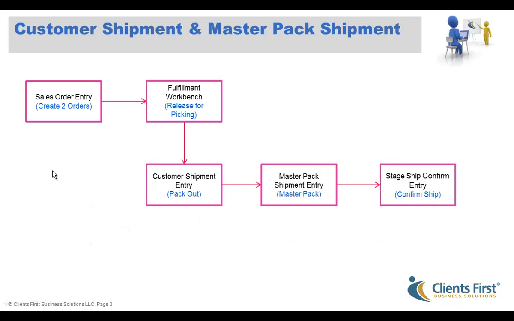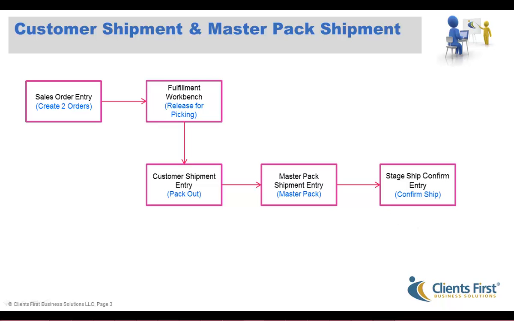Here, I just like to show you the flow of what we'll be performing in Epicor in this demonstration. First, we'll go into sales order entry and create 2 orders. Then we'll go to the fulfillment workbench and release for picking. Next, we'll go to the customer shipment entry and use the pack out tab. After that, we'll go to the master pack shipment entry and create our master pack ID. And then finally, we'll go into the stage ship confirm entry and confirm our shipment.